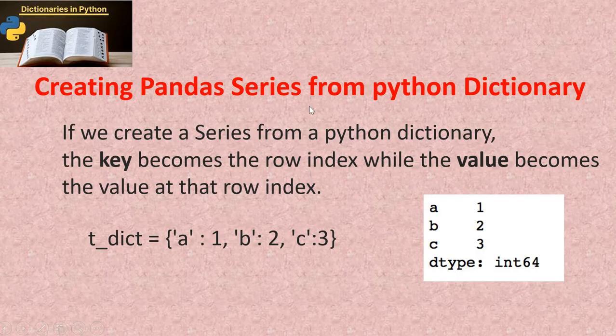Next, we can create a Pandas series from a Python dictionary also. If we create a series from a Python dictionary, the key becomes the row index. See, these are the keys A, B, and C. And these have become here the row indexes. While the value becomes the value at that row index, like 1, 2, 3. These are the values, and the values become the value at that row index. At index A, value is 1. At index B, value is 2, and so on.